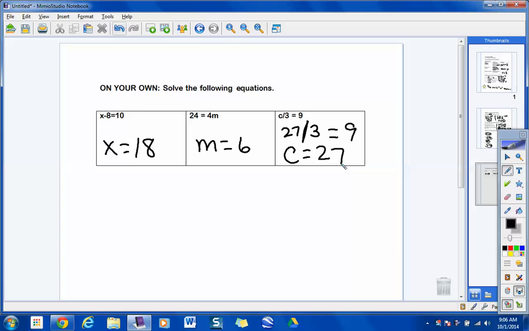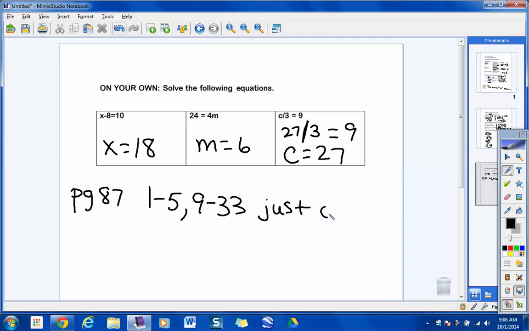Take a second and get this written down. I'm going to ask you to do the following. Page 87. Do 1 through 5, and then 9 through 33. However, just do the odds in those sets. This will be due for Friday. So for 1 through 5, it's just the odds: 1, 3, and 5. And then 9 through 33, just do the odds there also.